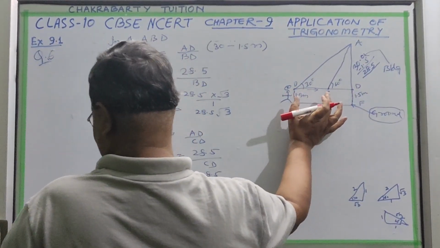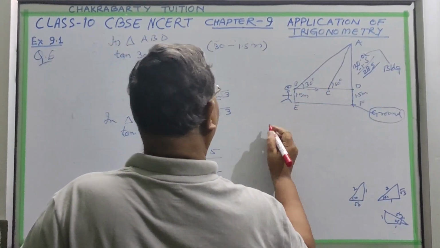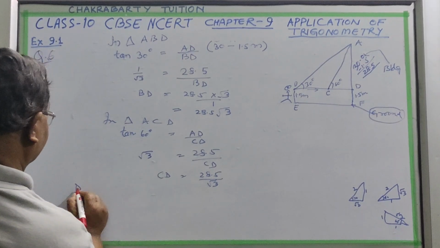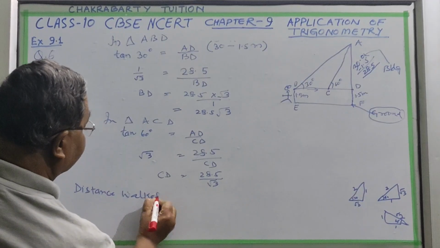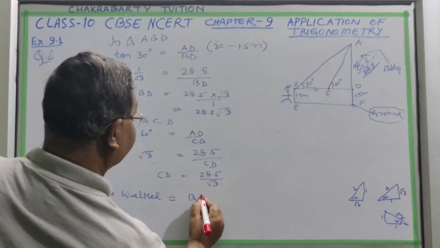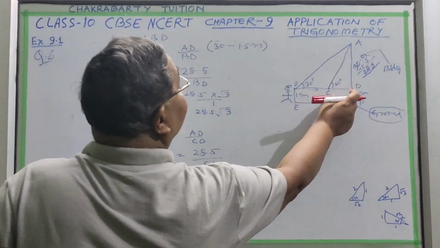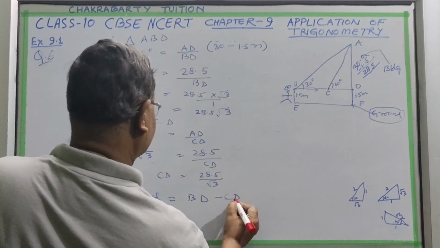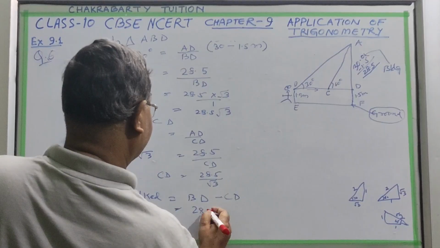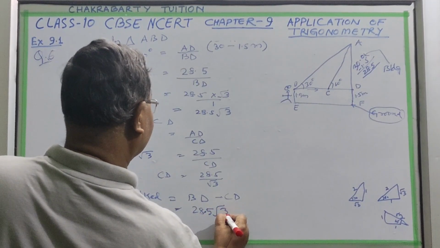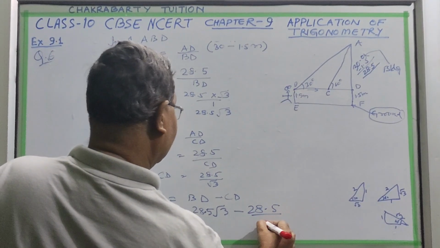So now we will find out the distance walked, BD minus CD. So distance walked is equal to the full length from this side up to the building, minus whatever we have got, CD. So BD is 28.5√3 minus CD, which is 28.5 upon √3.